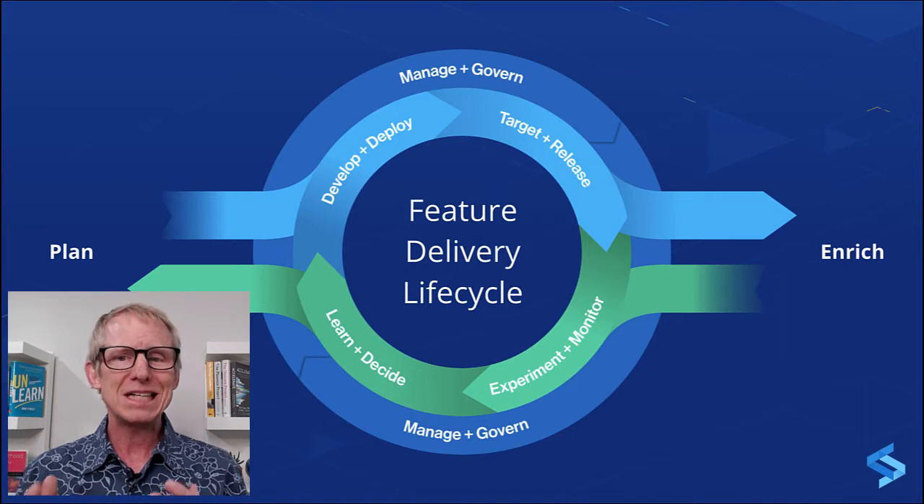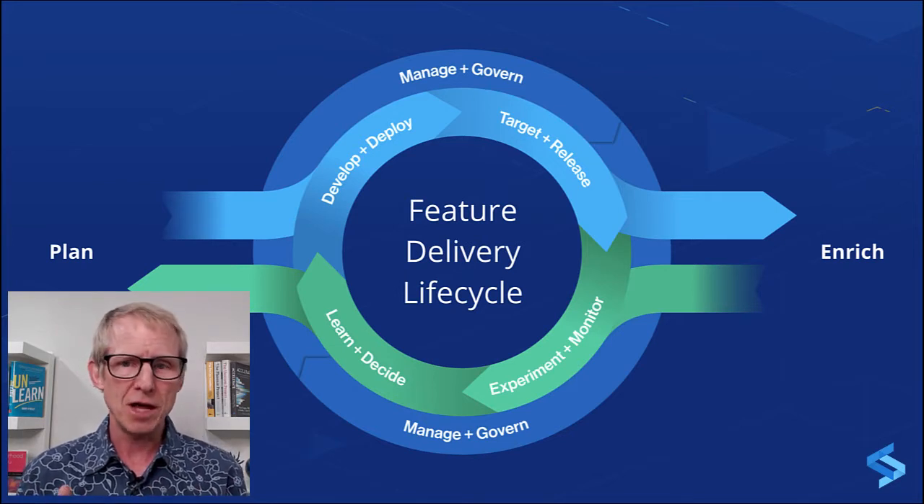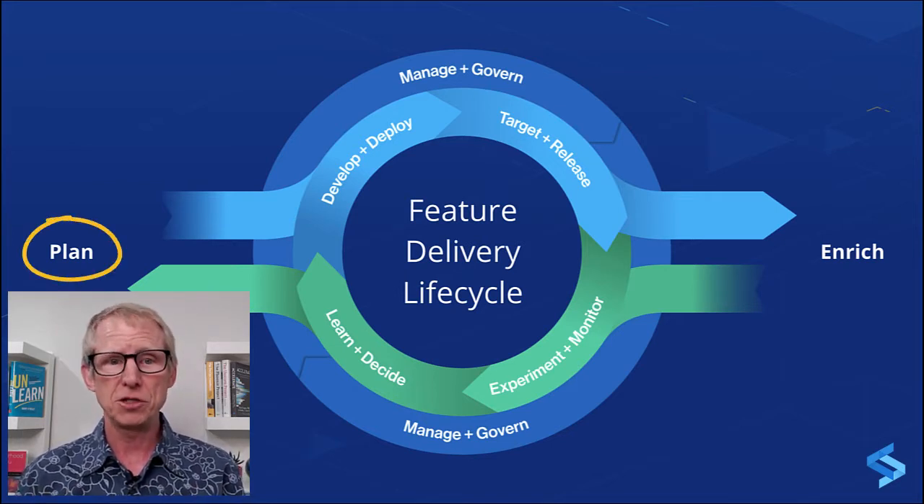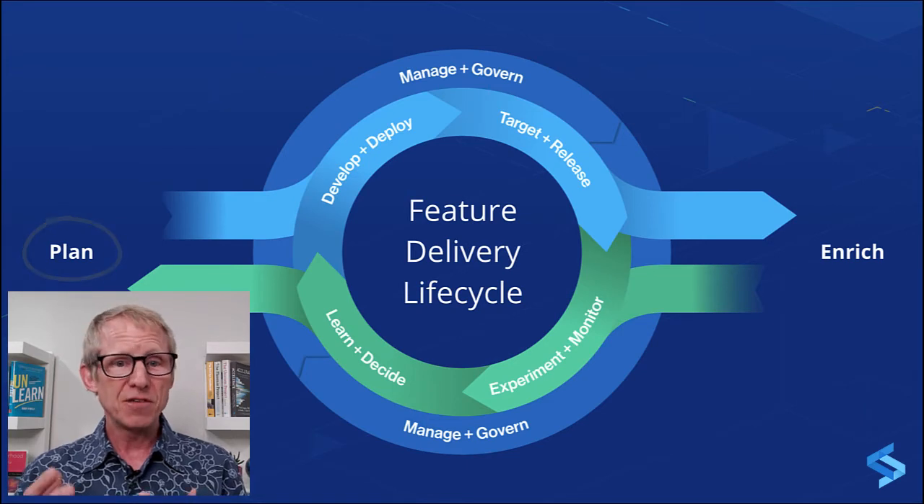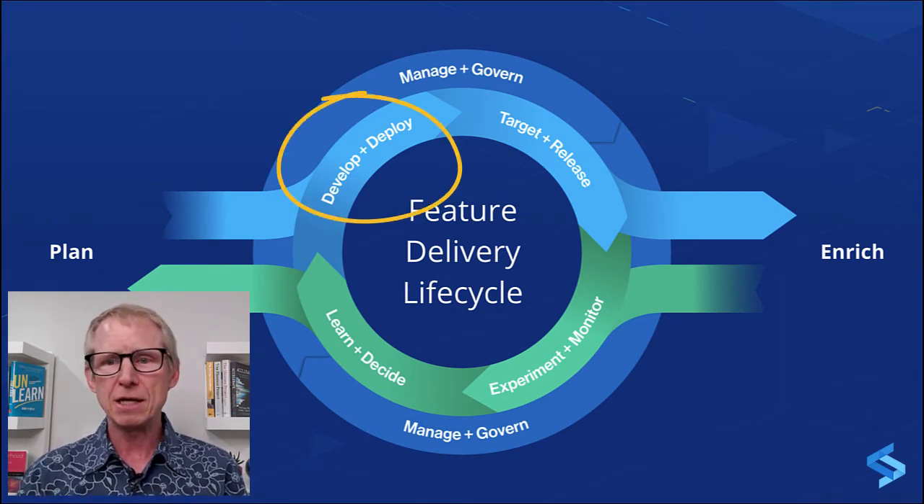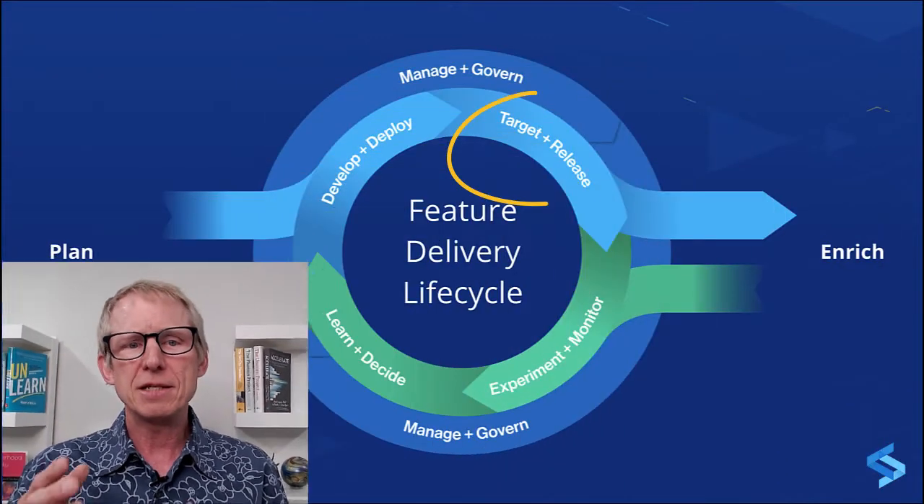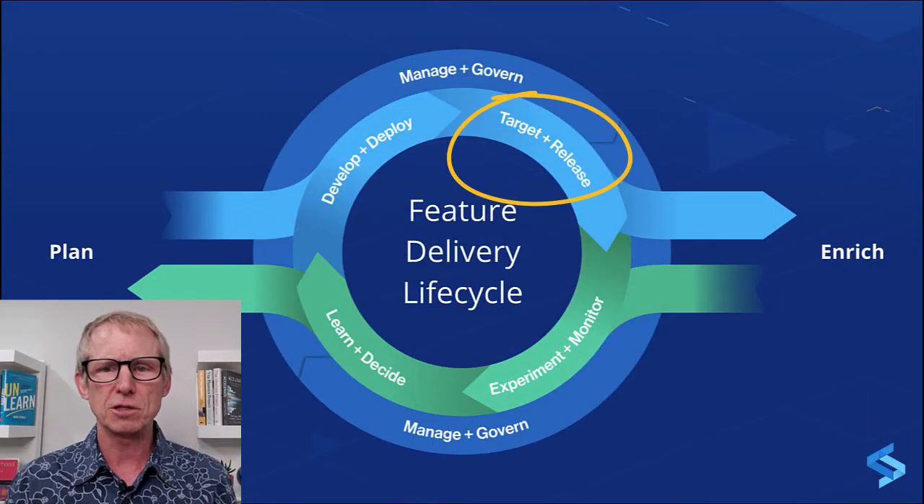At the start, teams decide which customer problem to solve next by developing a plan for a feature. Then they develop and deploy features, keeping lead time at a minimum. Now, deploying isn't the same thing as releasing in this model. Instead, teams progressively deliver features first to the dev team, then to other stakeholders, and then to ever larger subsets of the user population. It's an iterative target and release process.